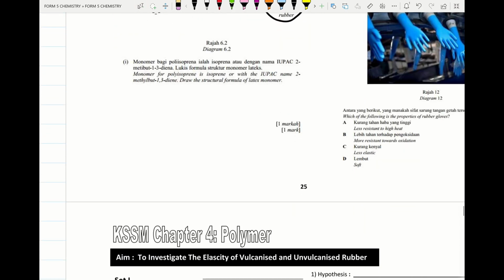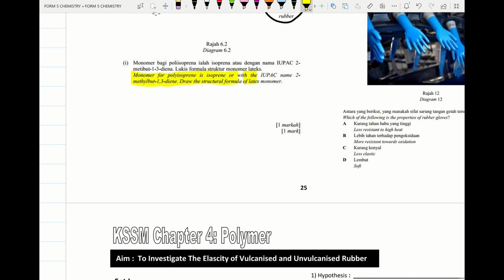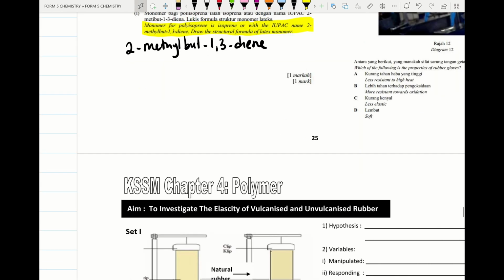Let's go for question number C1. The monomer for polyisoprene is isoprene, or with the IUPAC name known as 2-methylbuta-1,3-diene. We draw the structural formula of the monomer of isoprene. So how to draw it?